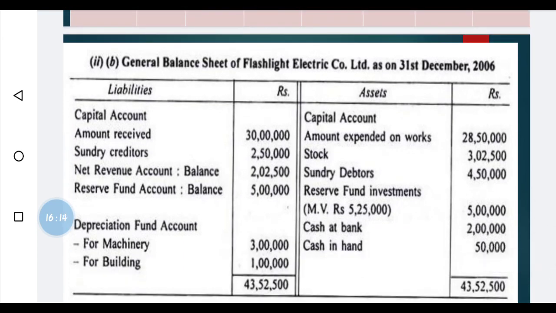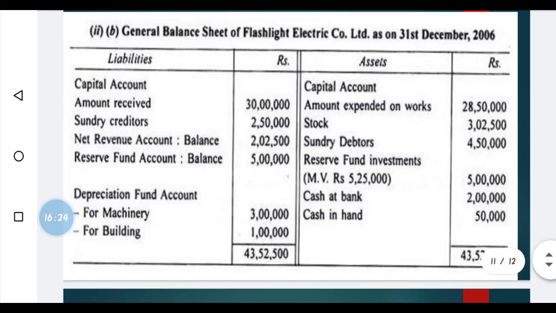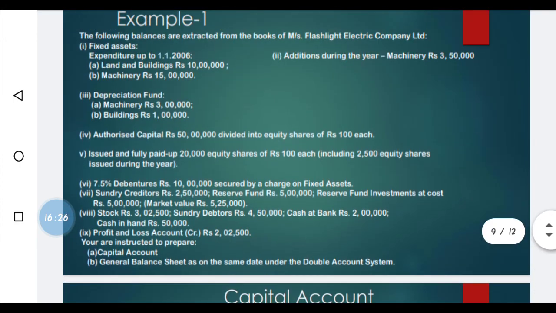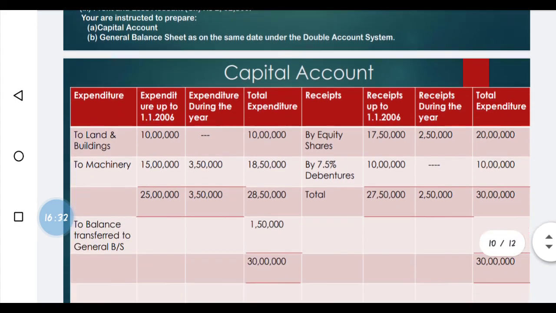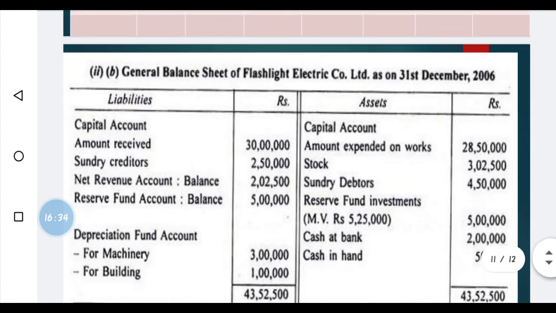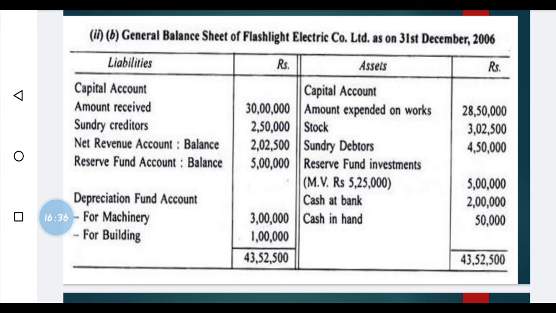Again, reserve fund you always have to write on the liability side, 5 lakh. Again, depreciation fund: we should not deduct the depreciation from the concerned asset, you have to take it as a fund. Here see the third point, depreciation fund is given for machinery and building, that you have to write on the liability side. Now all the liability side entries are over.